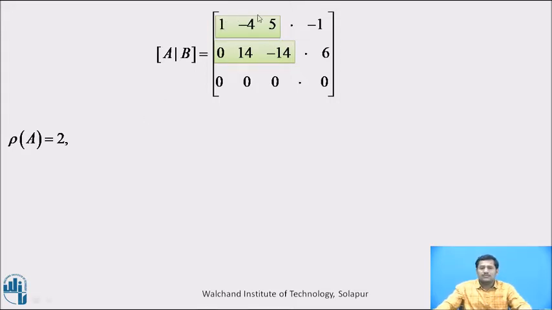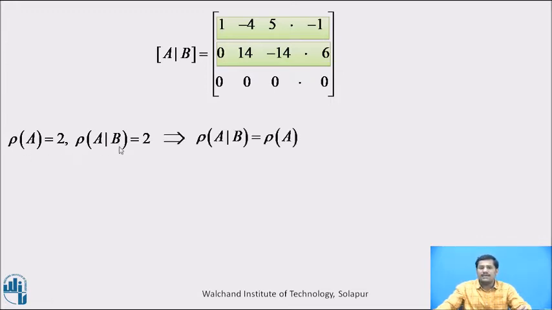Similarly, this is the augmented matrix. In this also, we can see that there are only 2 non-zero rows. That's why I can say that the rank of the augmented matrix AB is also 2. Now from these two, we can say that the rank of A and the rank of augmented matrix AB are the same. So according to the condition of consistency, whenever the rank of the augmented matrix AB and the rank of A are the same, the given system of equations is consistent. It means it has a solution.